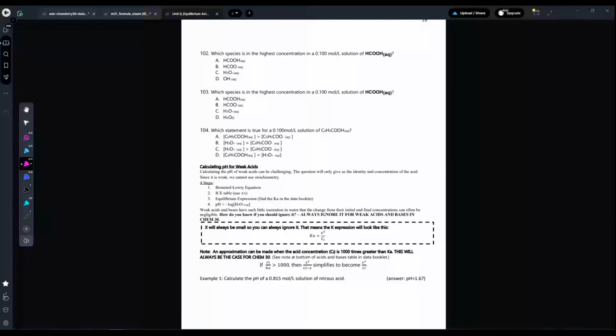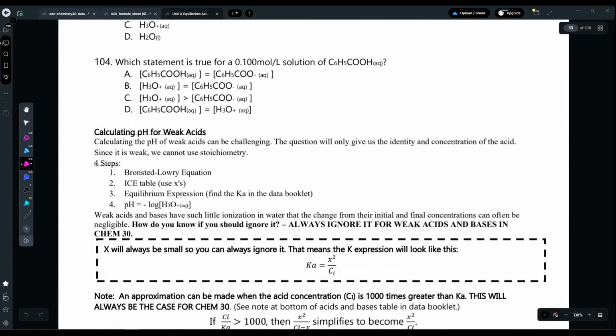In this video, we're going to go over the steps for calculating pH for weak acids. Eventually, we'll get into the steps for how to calculate pH for weak bases, but for this lesson, we're only focusing on weak acids. Now, calculating the pH of weak acids can be challenging. This question will only give us the identity and concentration of the acid. And since it is weak, we cannot use stoichiometry.